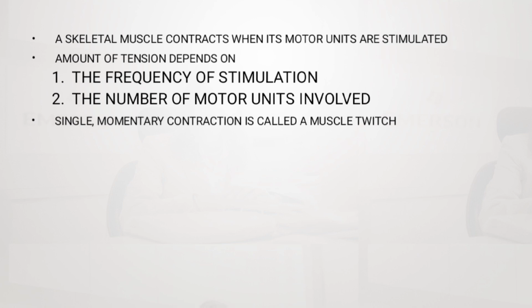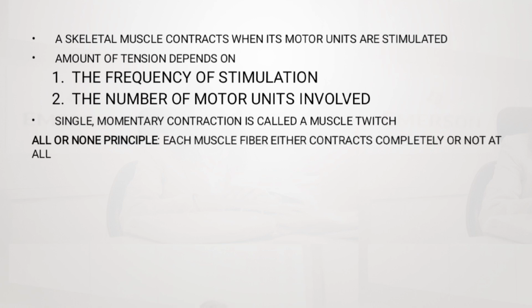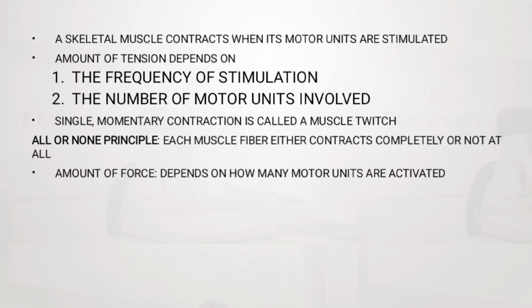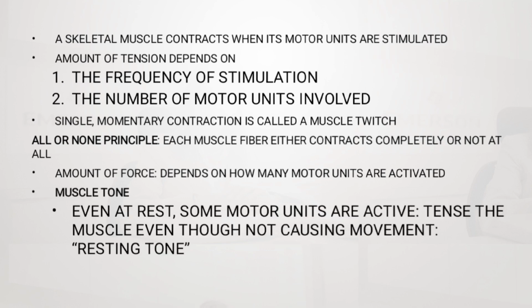is a single momentary contraction, which is called the muscle twitch. So when there is a single momentary contraction, it's going to be called a muscle twitch. Then there is what we call the all or none principle. So each muscle fiber either contracts completely or not at all. That's known as the all or none principle. And the amount of force depends on how many motor units are activated.